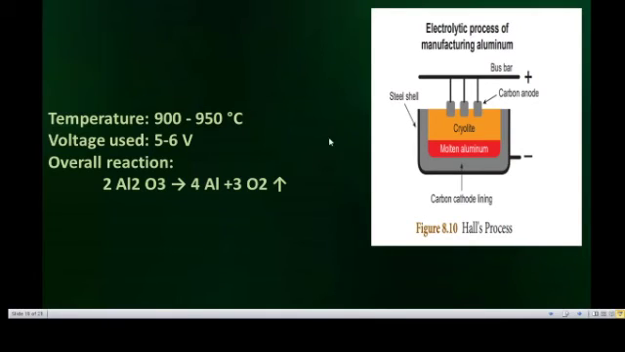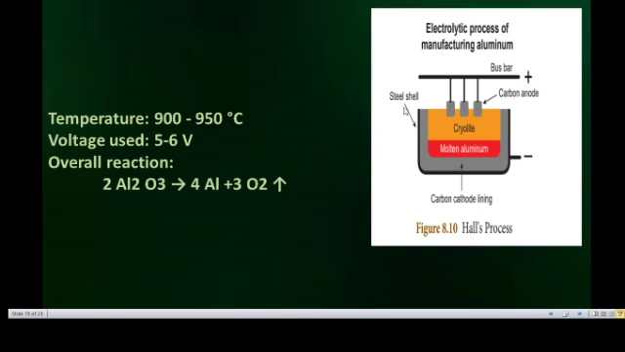Temperature involved here is 900 to 950 degrees Celsius. Voltage used is 5 to 6 volts. The overall reaction that occurs is 2Al2O3 gives 4Al plus 3O2. Temperature 900 to 950 degrees Celsius. Voltage used 5 to 6 volts. Reaction: 2Al2O3 gives 4Al plus 3O2.